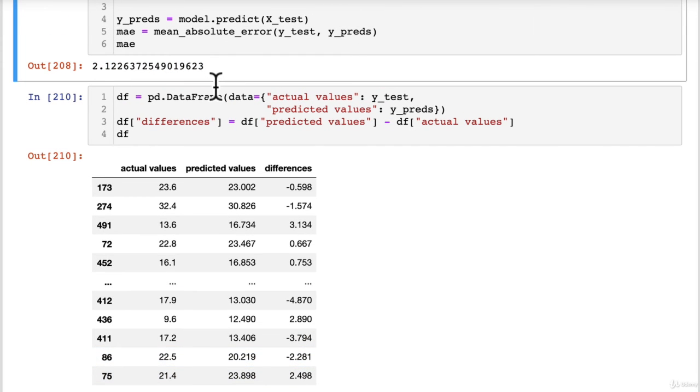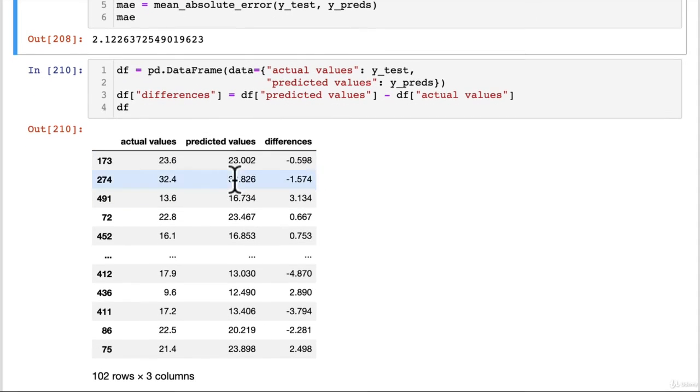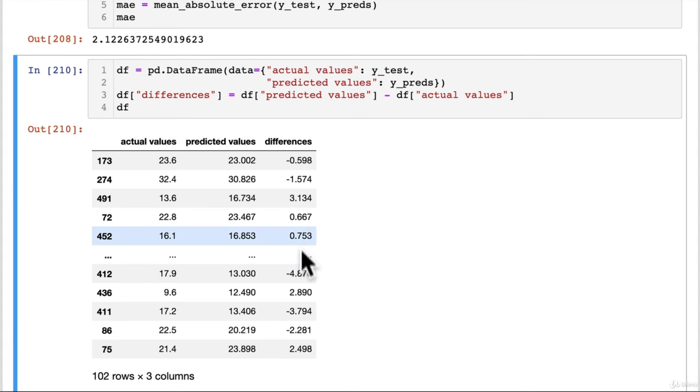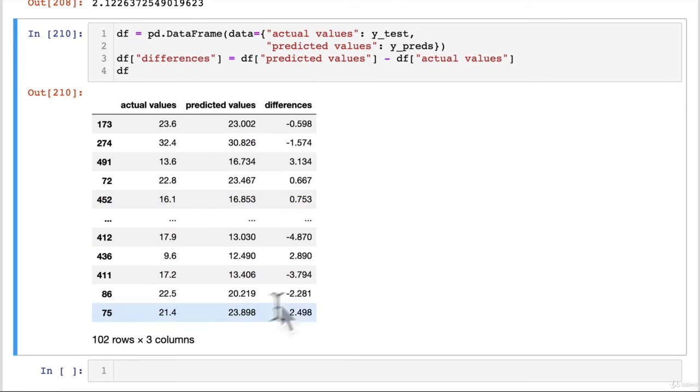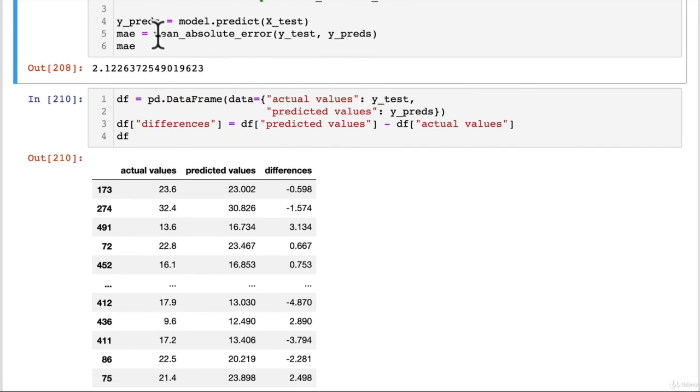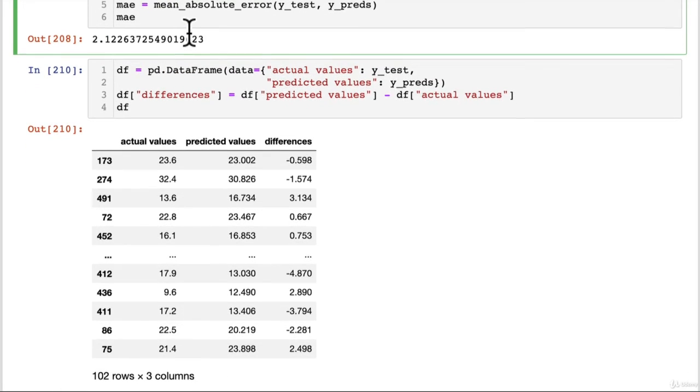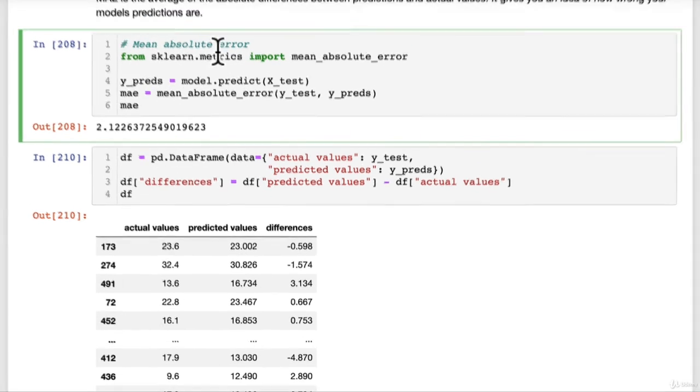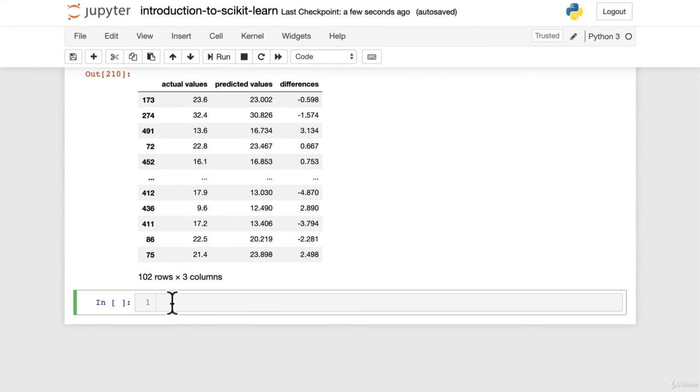So basically, what this is saying is that on average, every prediction our model makes is going to be plus or minus 2.12 away from the actual value. And you can kind of see that, right? Some are only 0.667 away, but others are more than 2.1. So this is 2.89. And this is negative 3.794. And you could keep going throughout all the 102 rows and figure out this figure manually, or you could just take the scikit-learn implementation's word for it. So what we're going to do next, that's covered mean absolute error. We're going to have a look at mean squared error.